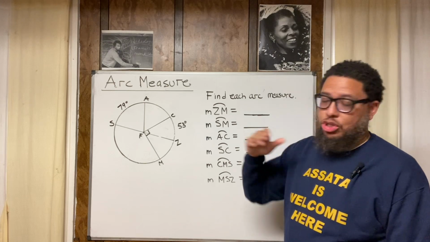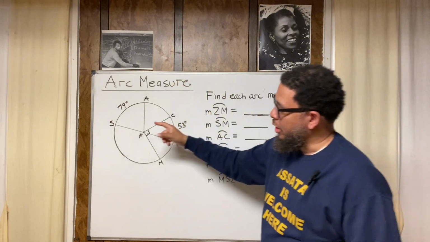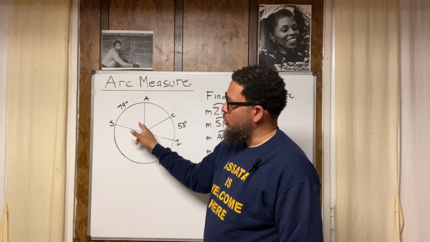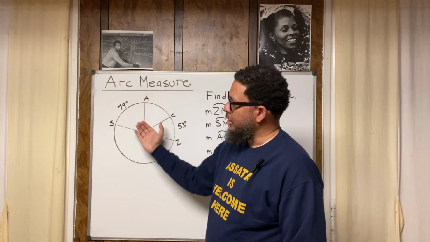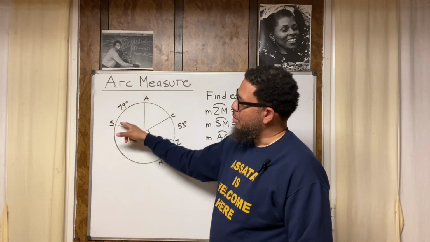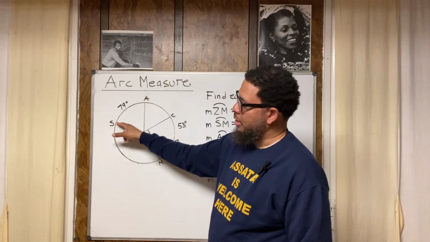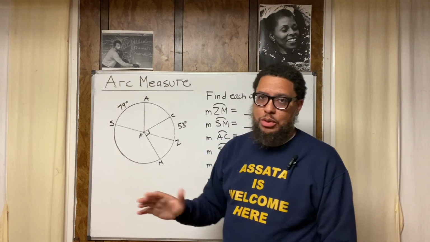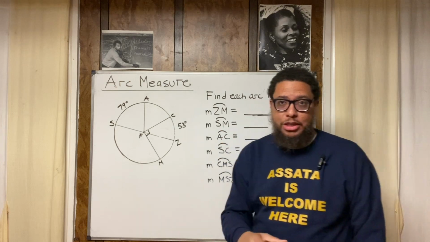All right. Now, don't confuse this with arc length. Arc length is not the size of the angle of the central angle that the arc is connected to, but the actual amount of centimeters or inches, from this point to that point. That's not what we're doing. Arc measure is an angle measurement.